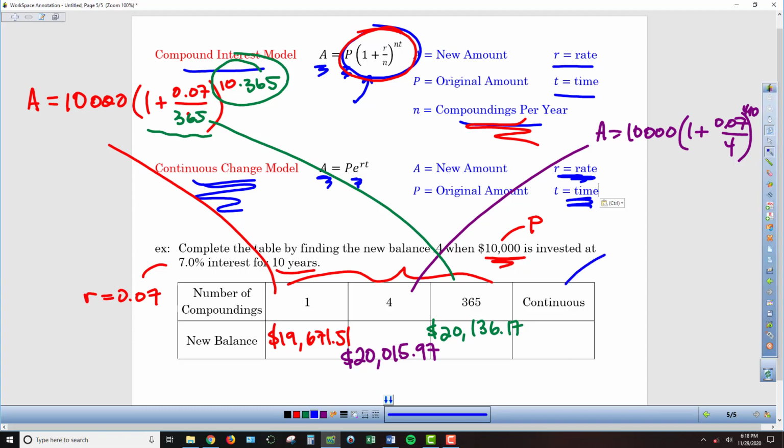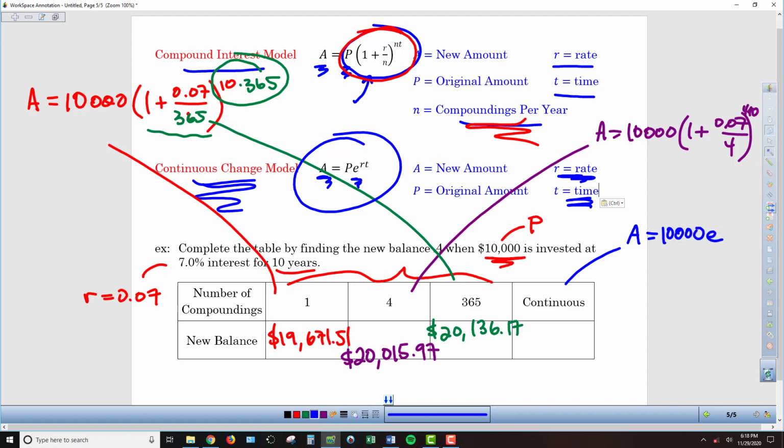Now for the final example, this is what if the interest was being recalculated and applied to the principal every instant. So not just every day, not every minute, not every second, but continuously. So what impact does that have? Well, now we're going to be using this continuous change model. So we're going to have A equals, P is still our initial amount, 10,000.